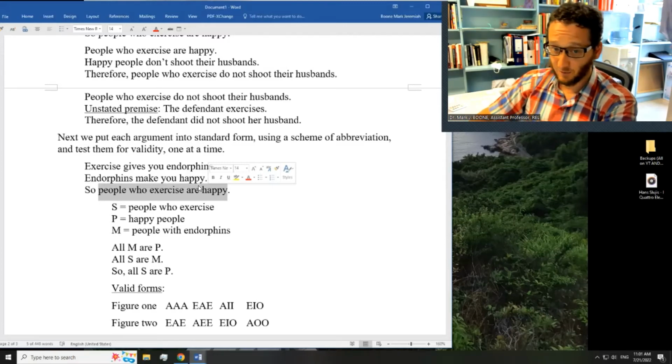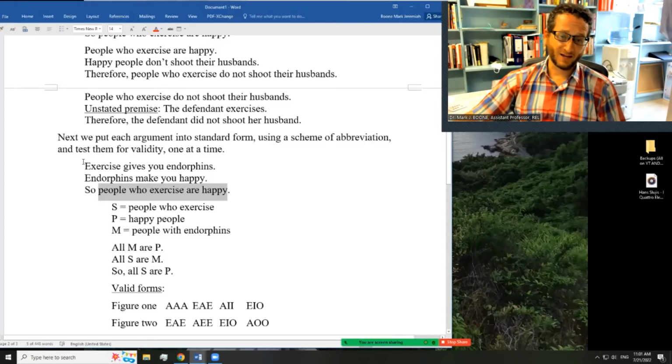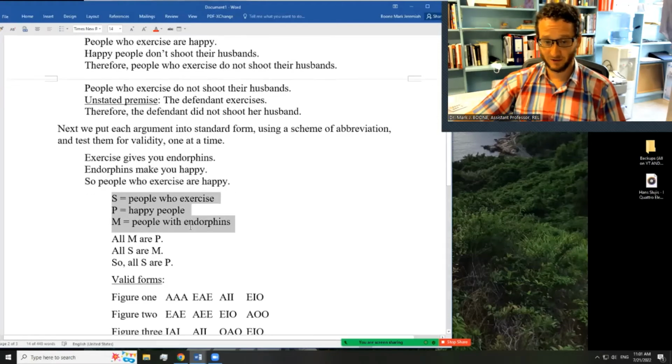Usually in context, it will be clear. Probably this grammatical form, X are Y, with no all, no quantifier, no all or no or some, usually will be universal, and you need to use all or no, not some. But in context, that will not always be the case. Anyway, this is the right way to translate this into standard form. Exercise gives you endorphins. Endorphins make you happy, so people who exercise are happy. Is all M are P, all S are M, so all S are P. When S is people who exercise, P is happy people, and M equals people with endorphins.